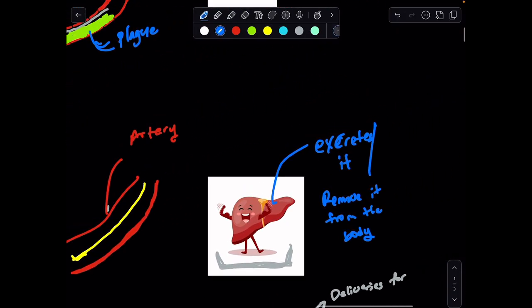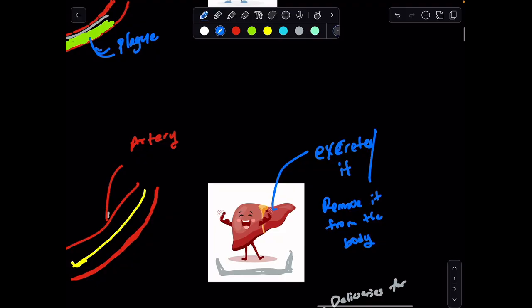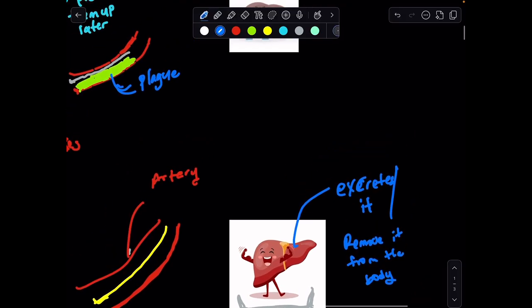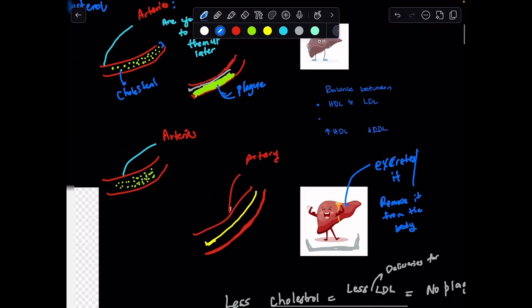What does the liver do? Removes it. And that's pretty much it. So what we want here is a balance between HDL and LDL. We want to increase HDL and decrease LDL. Remember why we want to decrease LDL? Because LDL is lazy. It just leaves it there and it causes the plaque, which is what we don't want.